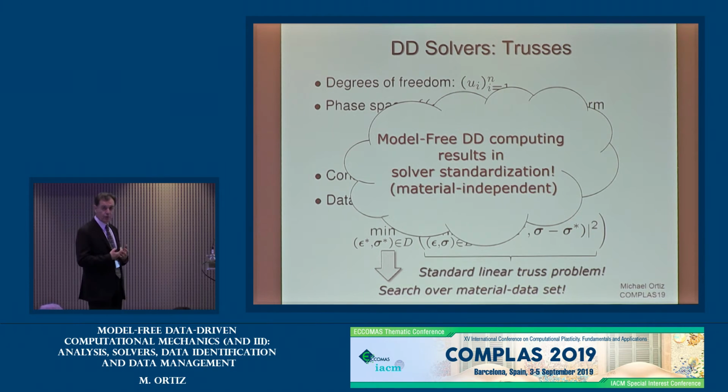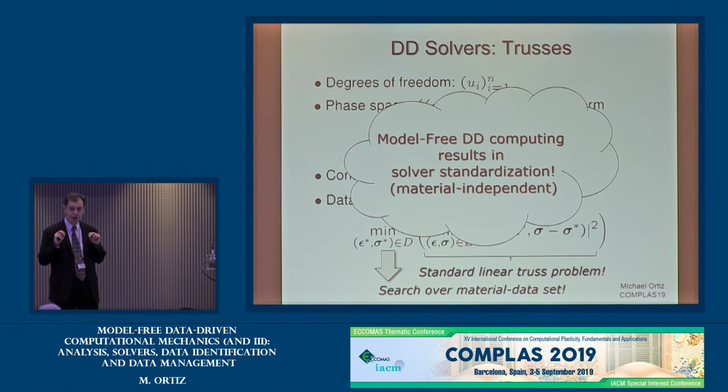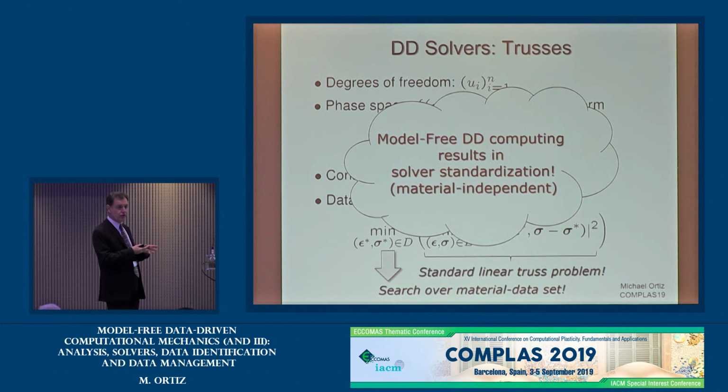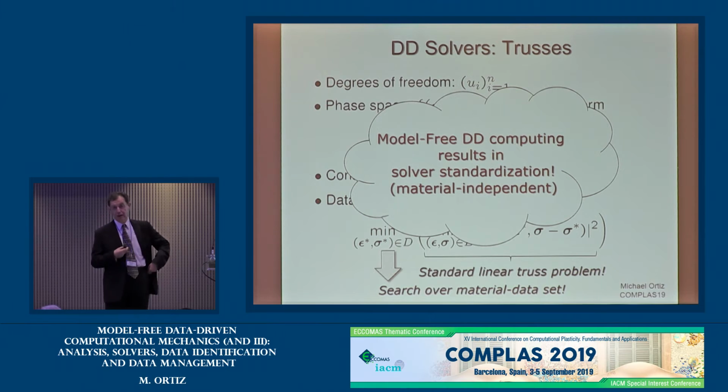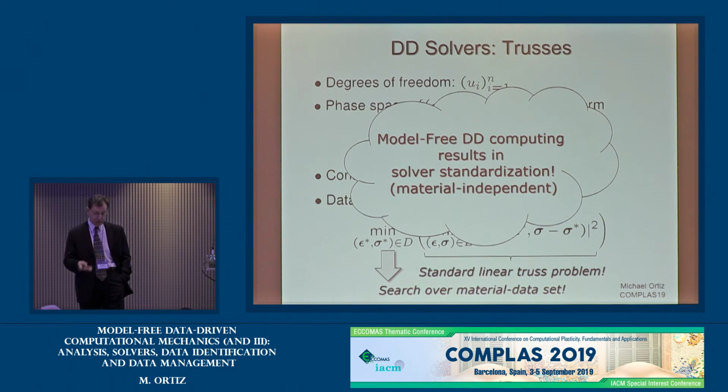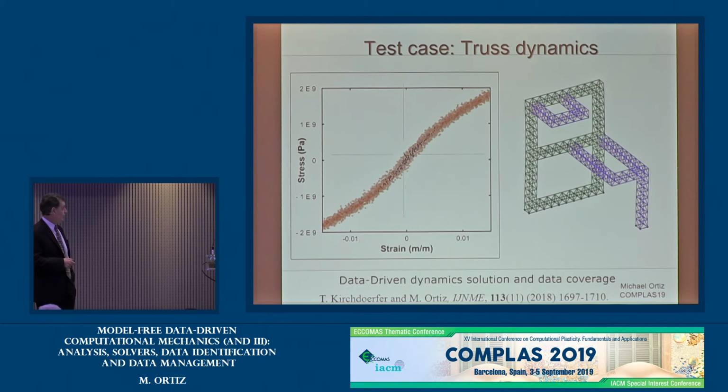So one very important thing, I think, of model-free DD is that it leads to solver standardization. So you divorce the solvers from the material data, and therefore you standardize the solvers. All the boundary value problem aspects of the problem, the geometry of the domain, the loading, the boundary conditions, go into these linear problems independently of the material behavior. And I think that's a big point also for DD solvers, the fact that they lead to standardization. So that's very good for industry, that's very good for everyone. Okay? So these are just some examples.